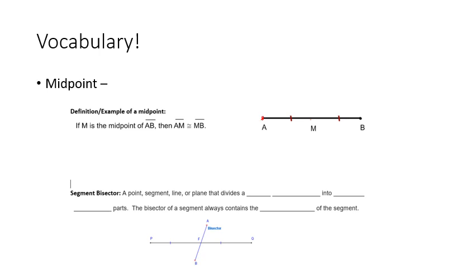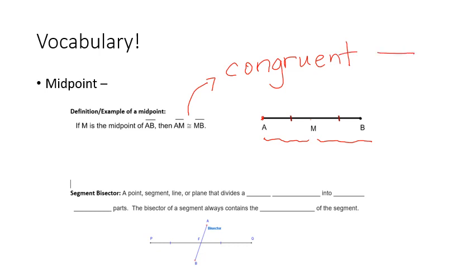Then AM, this part, and MB, this part, are what we call congruent. And that means that they have the same length and the same shape. And I'm going to make that symbol just a little bigger here. So the equal sign right here means that they have the same length, and the little squiggly on top of it means that they have the same shape.